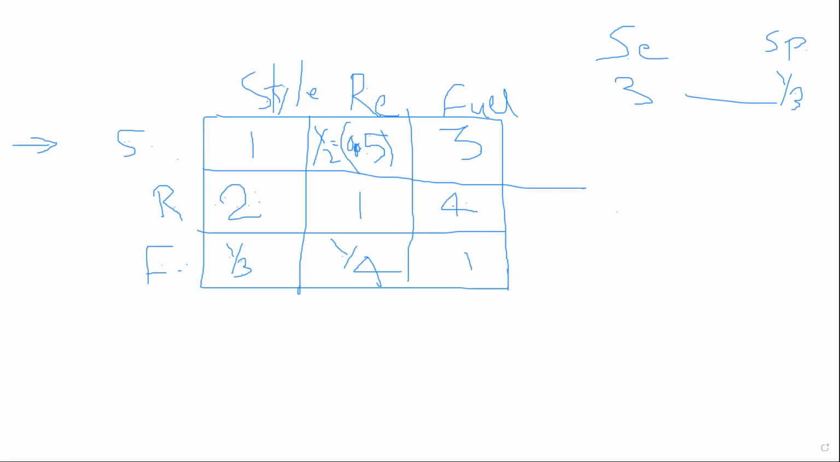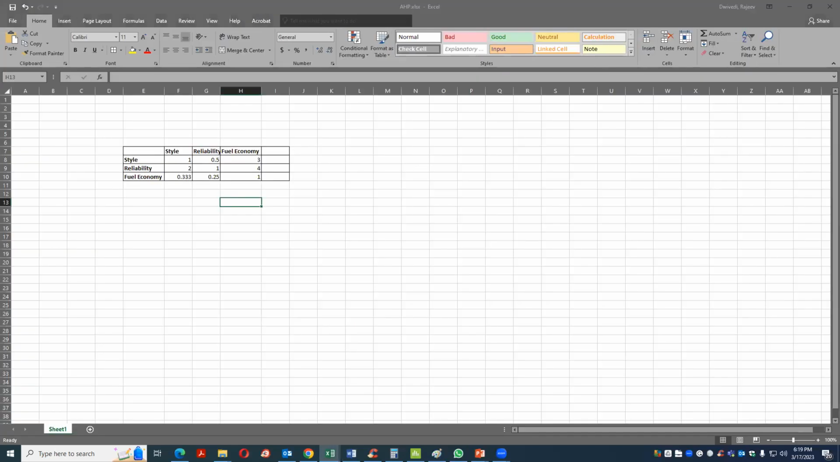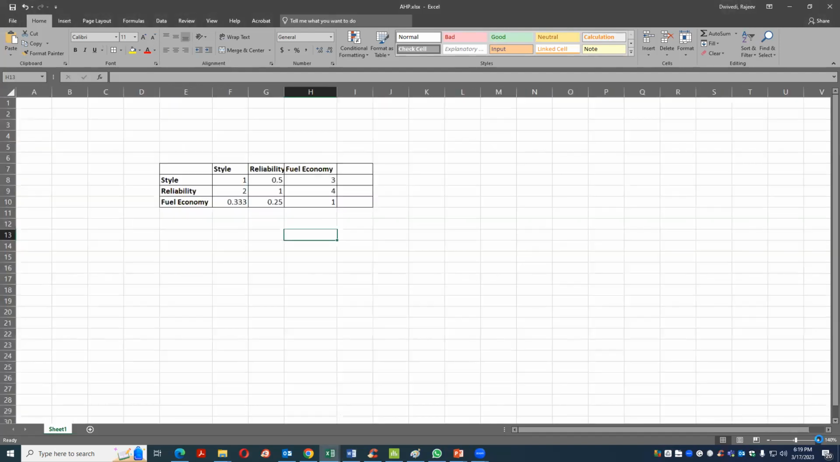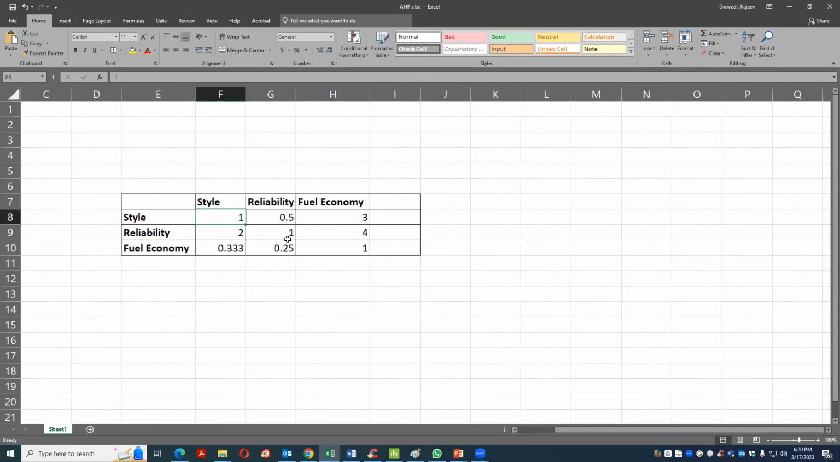So just a minute, let me share my screen. So hope you can see my Excel part. Can you see my Excel? If you can see, then here you can see this is the same matrix I made here in Excel. Style to style 1, reliability to reliability 1, fuel economy to fuel economy 1. Style to reliability half, style to fuel economy 3. So read in row direction, don't read in column direction.